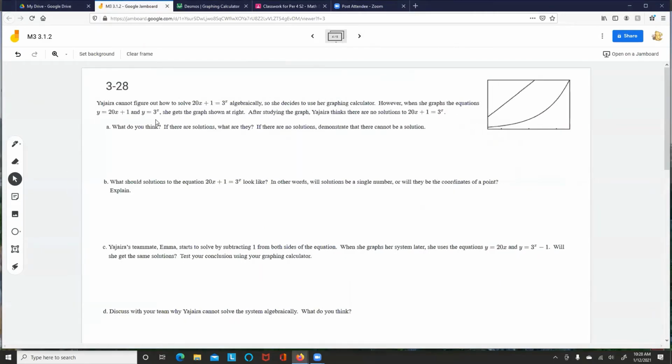Okay, 28. Yahaira cannot figure out how to solve 20x plus 1 equals 3 to the x power algebraically. So she decides to use her graphing calculator. However, when she graphs the two equations, y equals the left side and y equals the right side, this is what she gets. So she says, hey, there's no solutions because they don't intersect. Is that true? Is there no intersection for these two graphs?